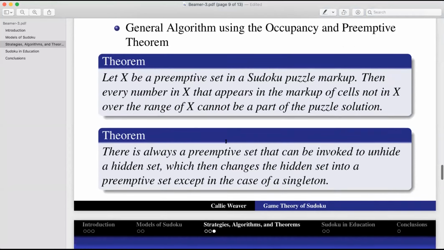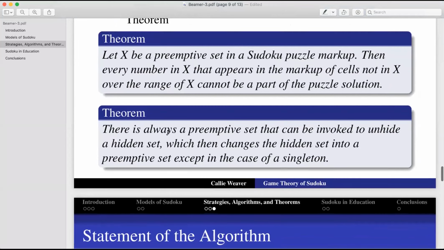Then the preemptive set theorem is there's always a preemptive set that can be invoked to unhide a hidden set, which then changes the hidden set into a preemptive set, except in the case of a singleton. This means that you can make a choice, and because of that choice, you create new possibilities that weren't there before, because sometimes it just isn't a black and white solution.